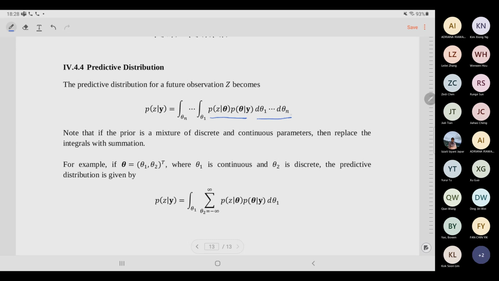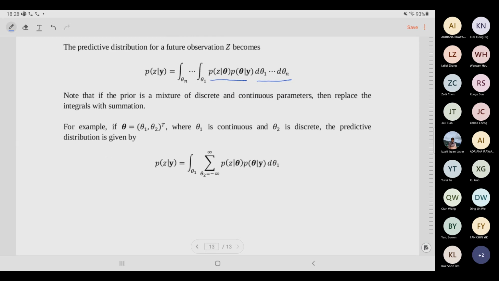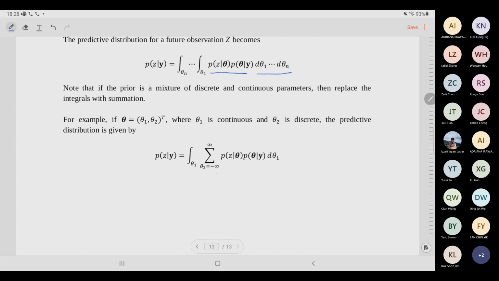Just take note again: if your prior is discrete, then you have to use summation instead of integrals. For example, if theta 1 is continuous and theta 2 is discrete, then you have to sum over theta 2 because it's discrete, and integrate over theta 1 because it's continuous.